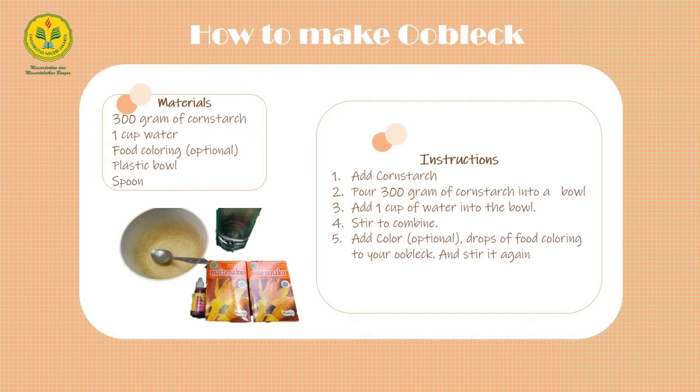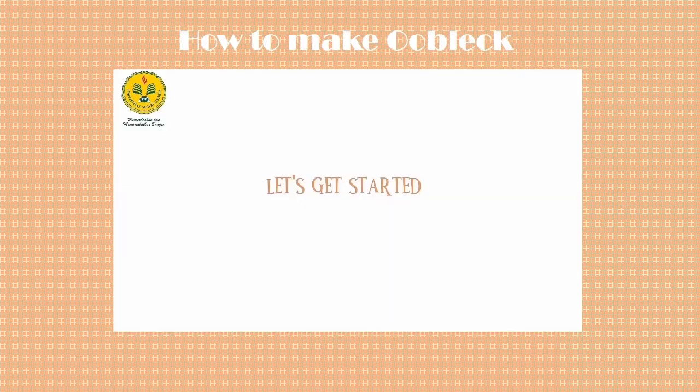Instruction number 1 is add cornstarch. Number 2 is pour 300 grams of cornstarch into a bowl. Number 3 is add 1 cup of water into the bowl. Number 4 is stir to combine. Number 5 is add color, which is optional. Drop food coloring into your Oobleck and stir it again.